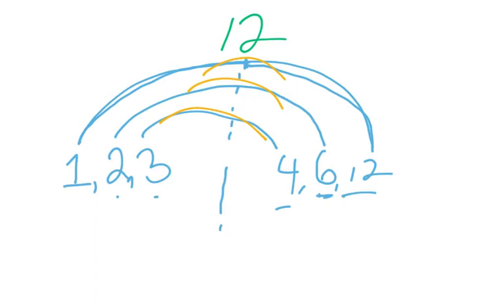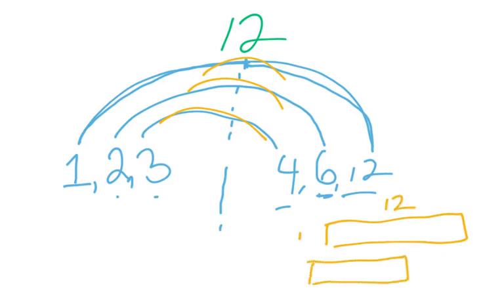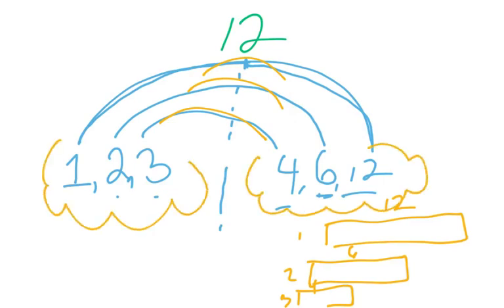Each of those factor pairs could then be turned into an area model, a 1 by 12 area model, a 2 by 6 area model, and a 3 by 4 area model. Oops, running out of space. But we don't have to. That is your factor rainbow. It looks like a rainbow. If you're really into it, you can draw some clouds around the bottom. You don't have to. That's your factor rainbow.